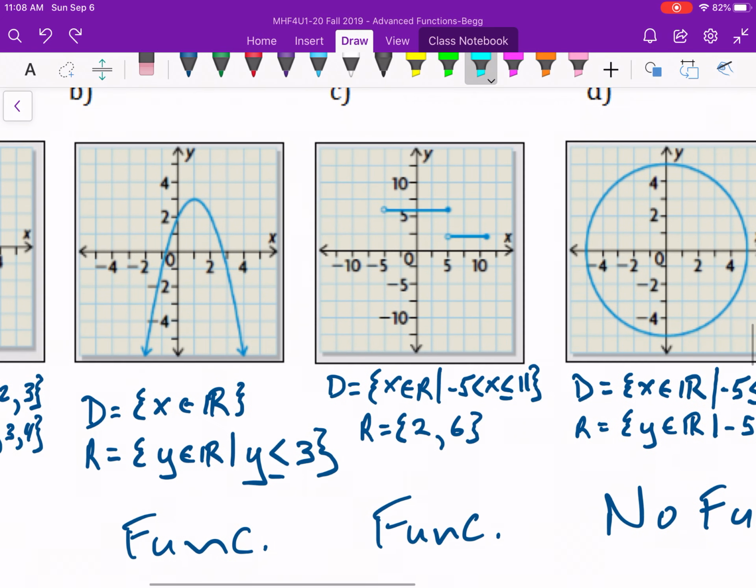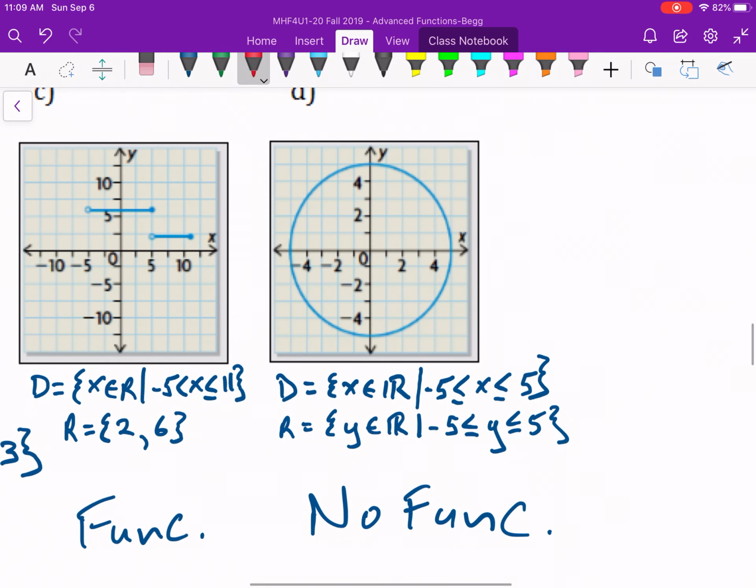For B part, again, it's a parabola. The domain is all real numbers. The range is all real numbers that are less than or equal to 3, because that's the y value of the vertex. The vertex is at 1, 3, and it goes down from there. So the range is all y values less than or equal to 3. It passes the vertical line test, so it's a function. For C part, we've got what's called a piecewise function. We've got 2 separate chunks, but it's one graph, or piecewise relation anyway.